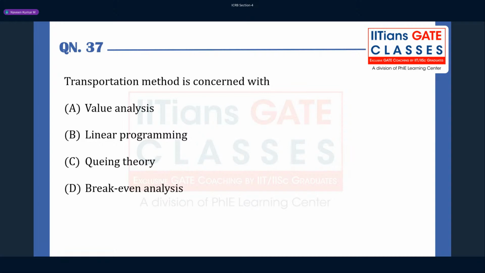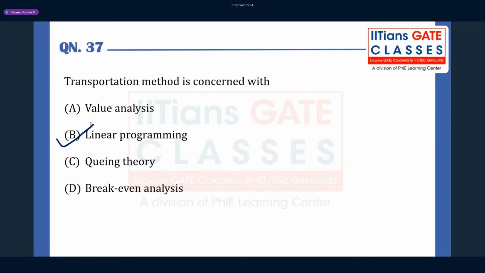Now, transportation method is concerned with... Okay, if you have at least seen the syllabus of GATE Mechanical, then this answer is easy, because under linear programming problem they mention transportation as a subtopic. From there itself you can easily understand that transportation will come under linear programming problem. So the answer for this is linear programming problem, answer is B. But we'll discuss separately what is value analysis, what is linear programming, queuing theory and break-even analysis.